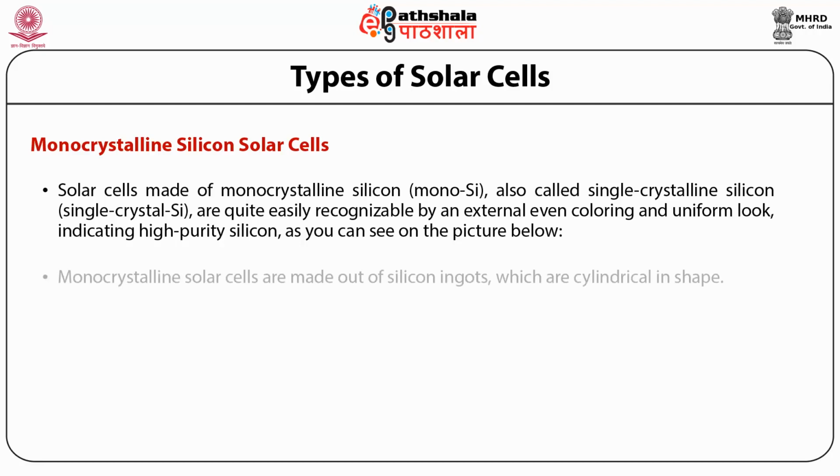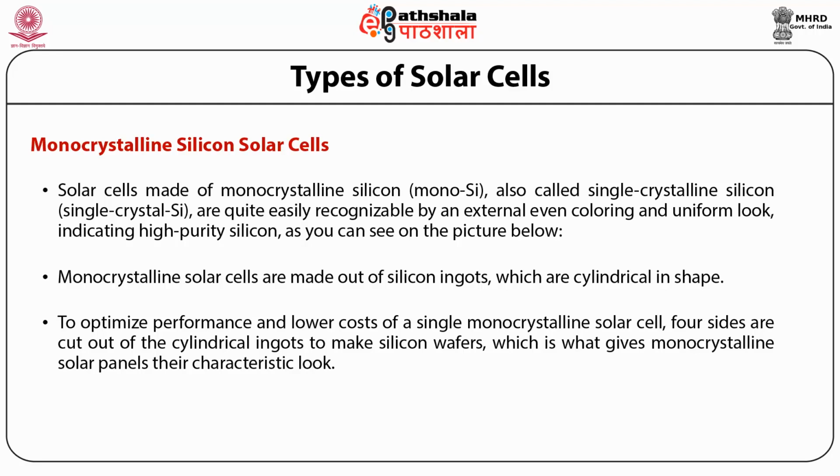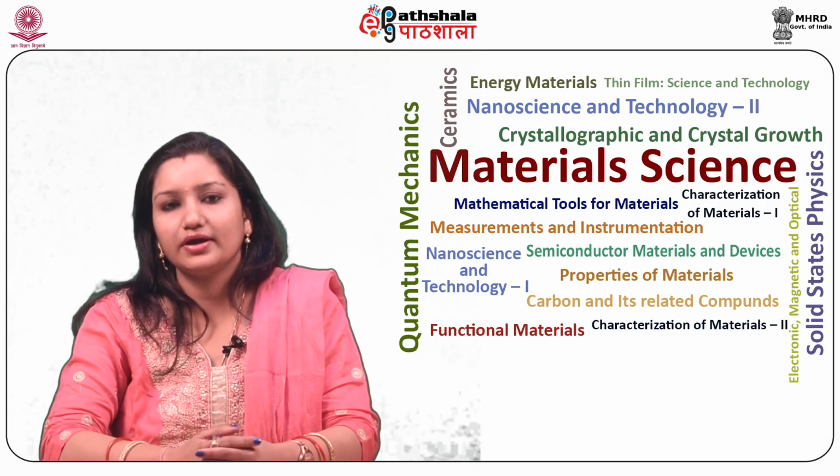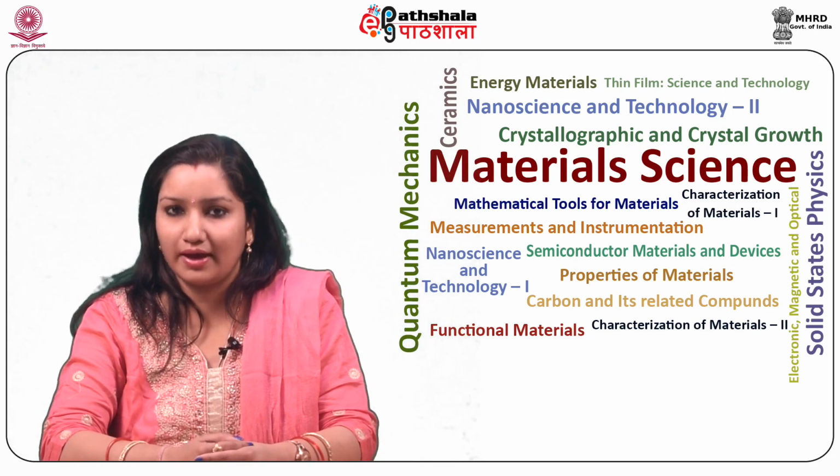As you can see, monocrystalline solar cells are made out of silicon ingots which are cylindrical in shape. To optimize performance and lower cost of a single monocrystalline solar cell, 4 sides are cut out of the cylindrical ingot to make silicon wafer, which is what gives monocrystalline solar panels their characteristic look. A good way to separate mono and polycrystalline solar panel is that polycrystalline solar cells look perfectly rectangular with no rounded edges. Let's study the advantages of the monocrystalline solar panels.